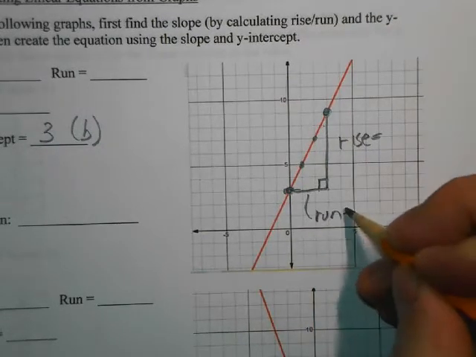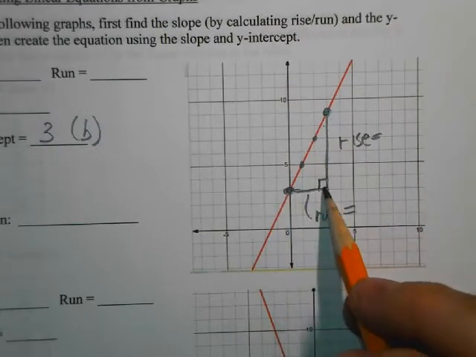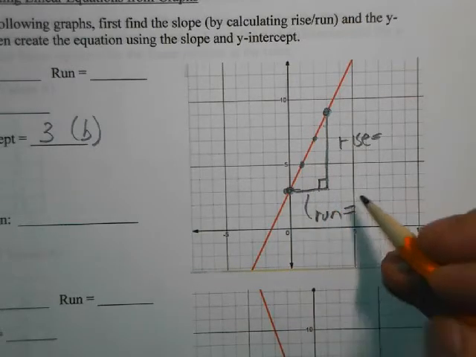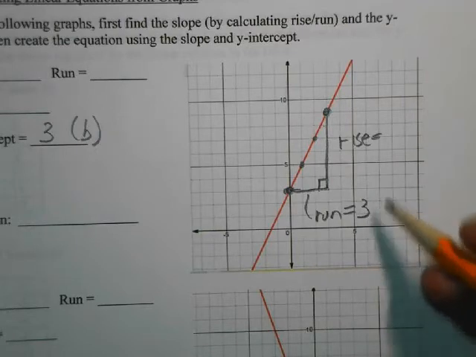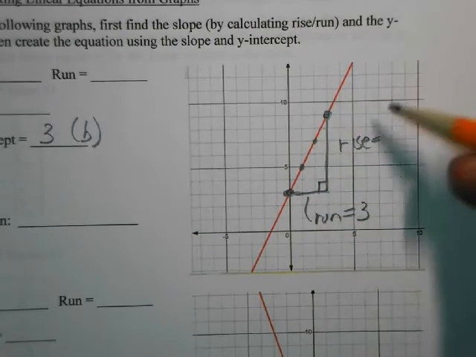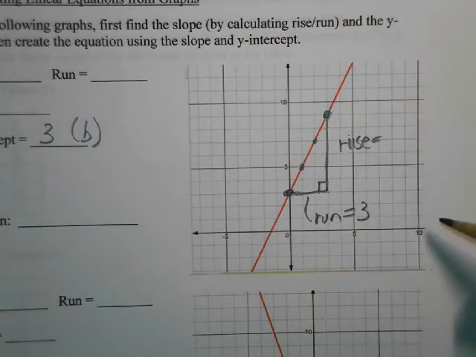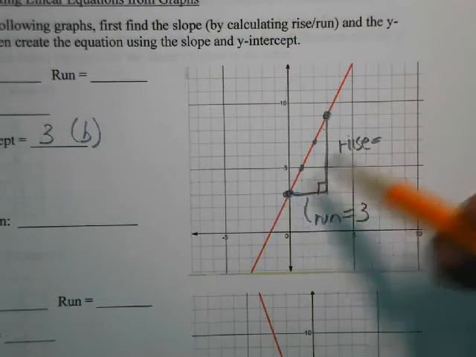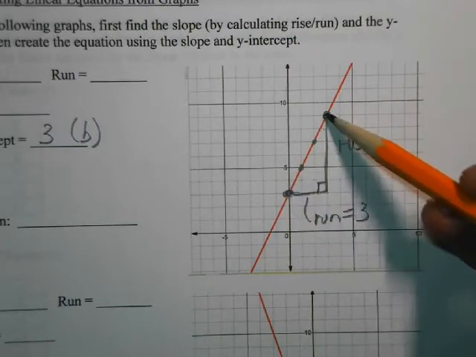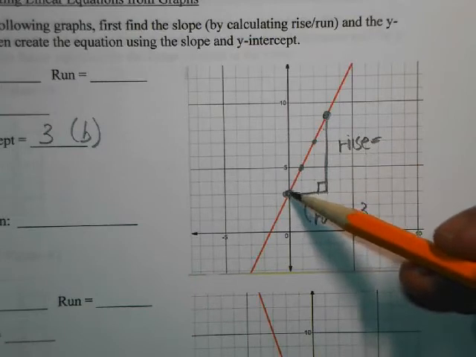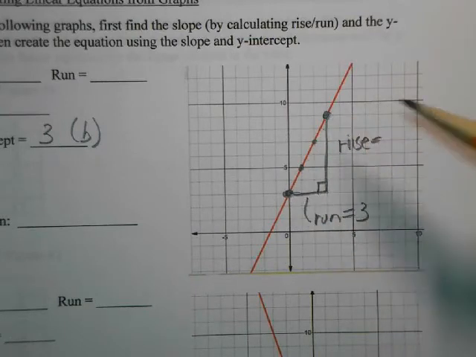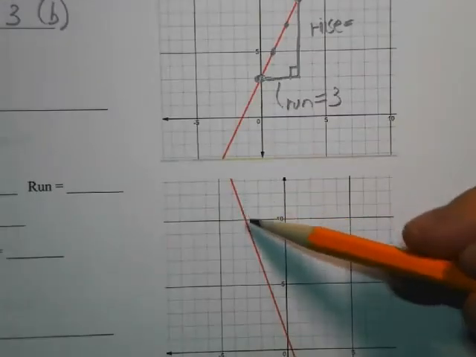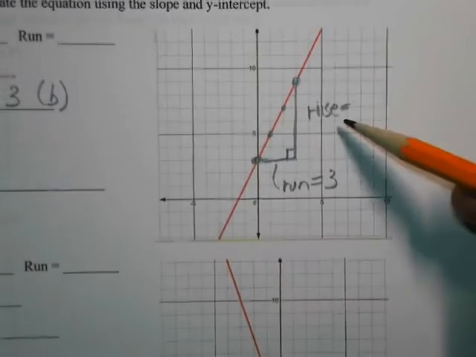So the run will always be positive because we're always going left to right. Okay, so that's 1, 2, 3. We went 3 to the right. So the run is 3. Now the rise, you have to be a little careful with the sign of the rise because you could be going up or down as you go left to right. So in this case, I started here and I ended up here because I'm going left to right. And you can always see if the line is going up to the right, well, that's our positive rise. In the example below, we're going down to the right. That should have a negative rise.